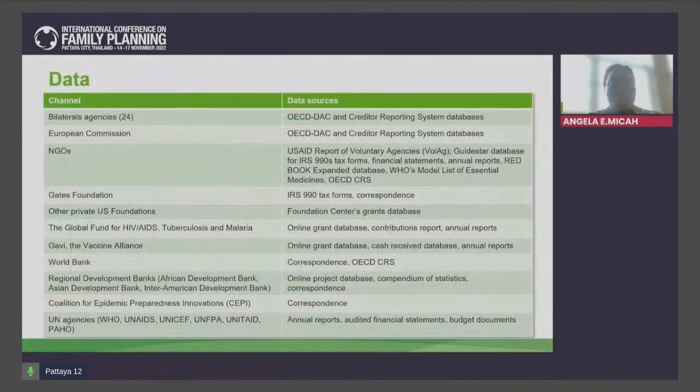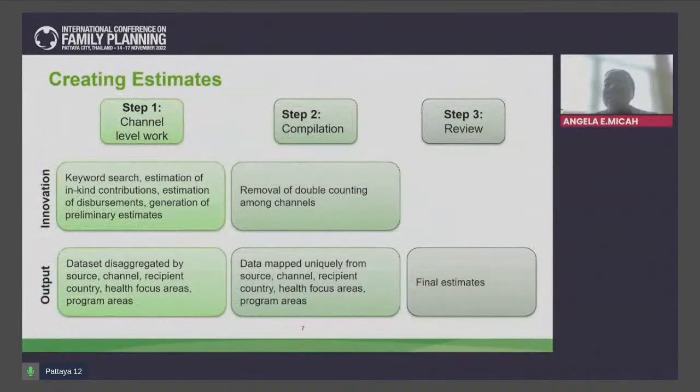In terms of data, as I mentioned earlier, we incorporate a much broader list of data sources, inclusive of the creditor reporting systems and databases of the OECD Development Assistance Committee, as well as additional data on foundation contributions through correspondence and online project databases from the major development agencies. How are these estimates created? We have 3 steps here.